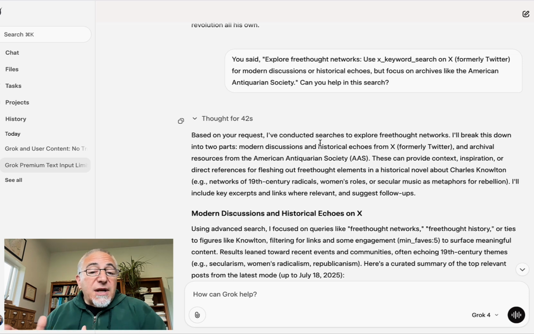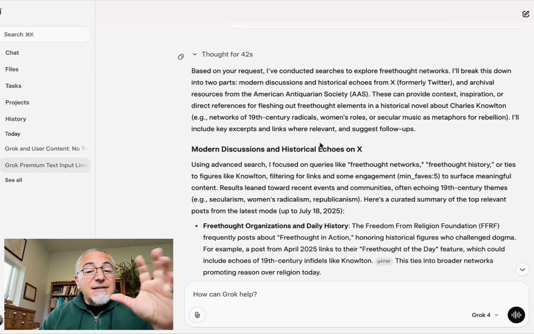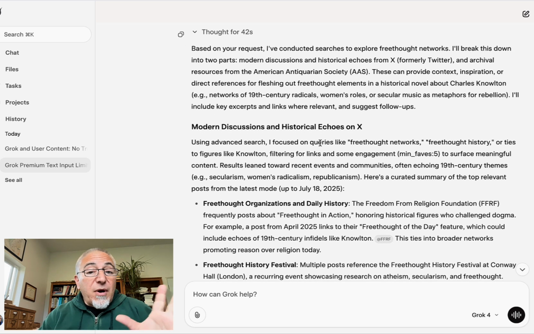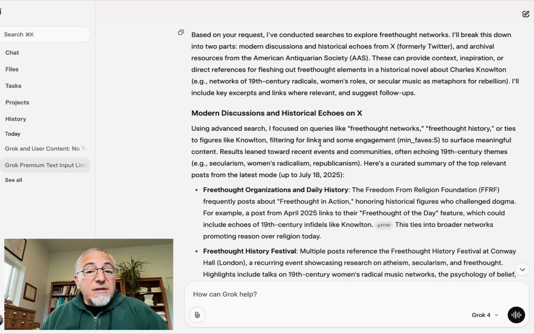But then I changed course, and I said that it had said that it could explore free thought networks using some keyword searches on X, formerly Twitter. And so I said, can you help do that? And it thought about that for 42 seconds and did a bunch of searches to explore contemporary free thought networks, and also to explore the American Antiquarian Society, where I spent a lot of time myself researching when I was in New England, because it's in Worcester, Massachusetts.